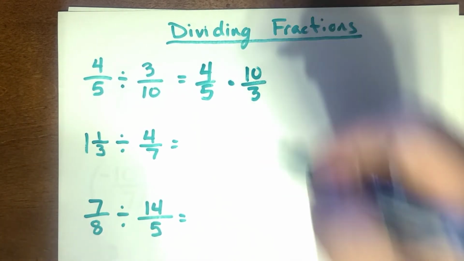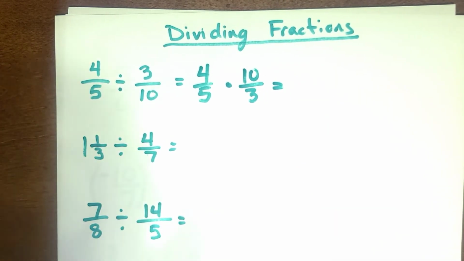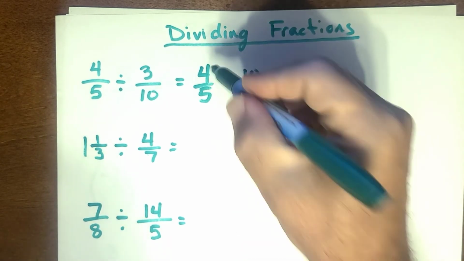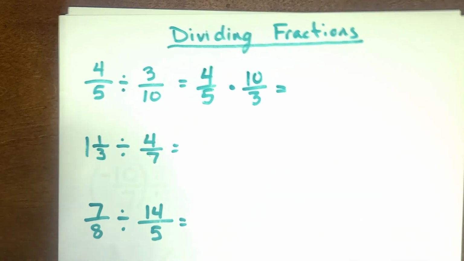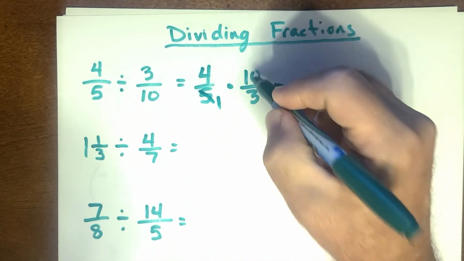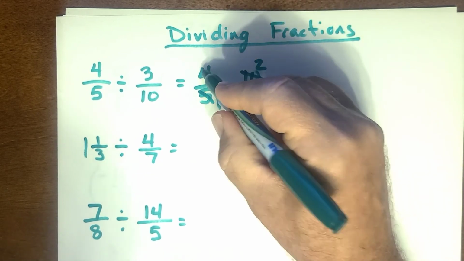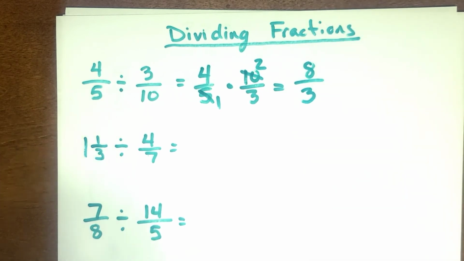All right, now I'm going to give it back to Mr. J. He knows what to do. Now, thank you, Professor AlgeBro. So 4 does not have a factor in the top and bottom, but 5 does. 5 goes into 5 1 time. 5 goes into 10 2 times. 4 times 2 is 8. 1 times 3 is 3.